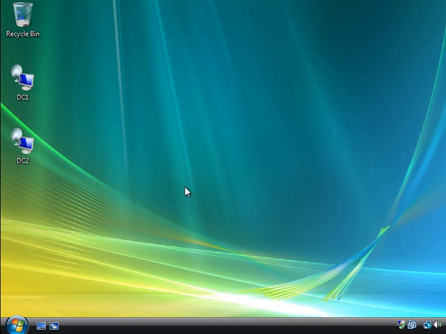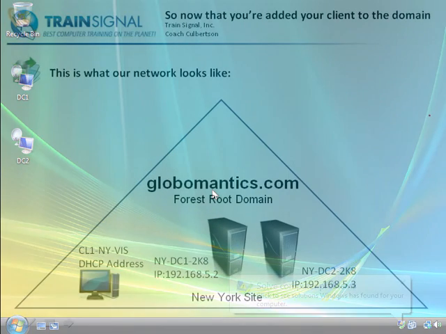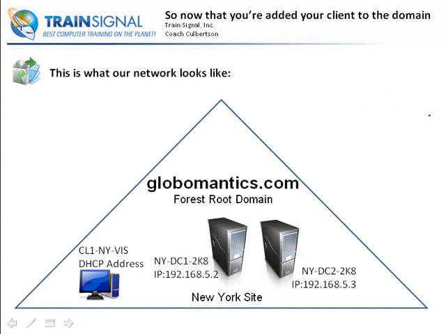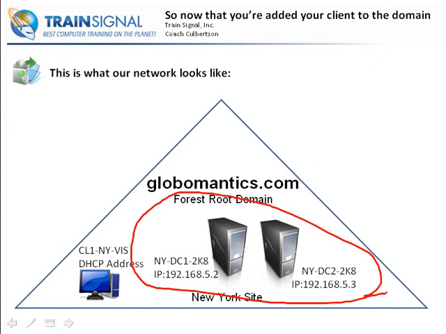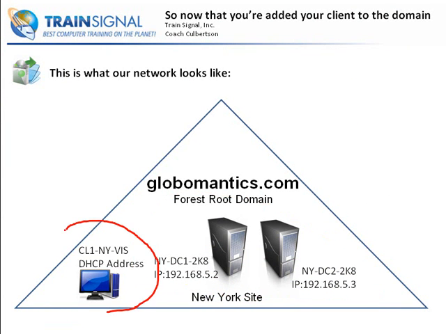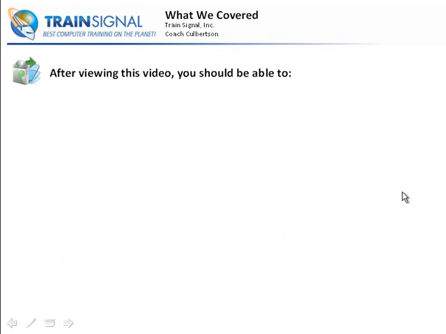Let's do a quick wrap up, and then we'll move on to the next video. All right, so just a quick look in terms of what our network looks like now. As part of globalmantics.com domain, we have our two domain controllers here that we set up in our last video, and we also now have CLNY.viz as part of our domain as well. So we're starting to build our Active Directory network really one piece at a time, and we definitely have a good start because now we can actually sit at this machine and use it to administrate our two domain controllers.